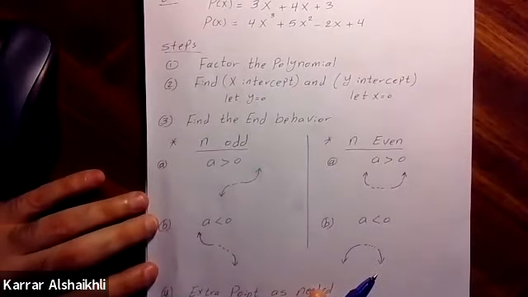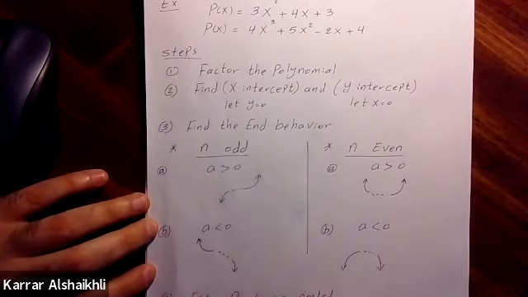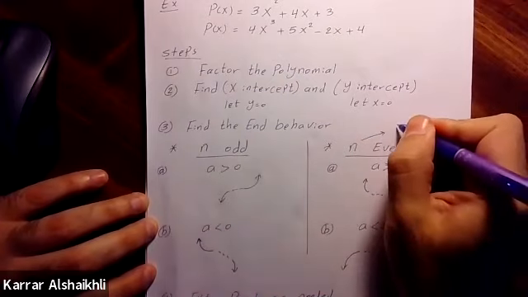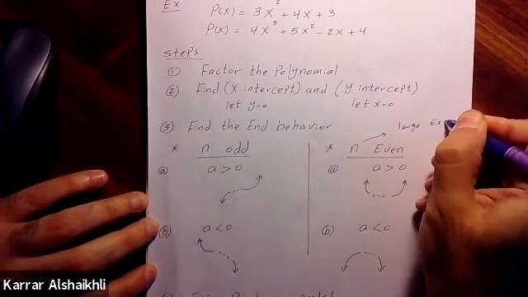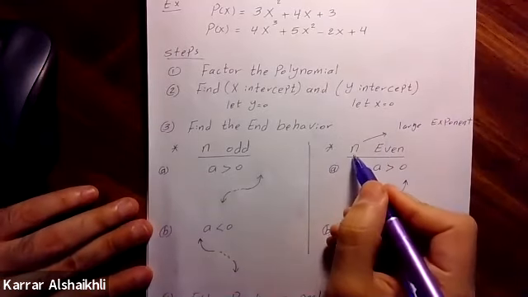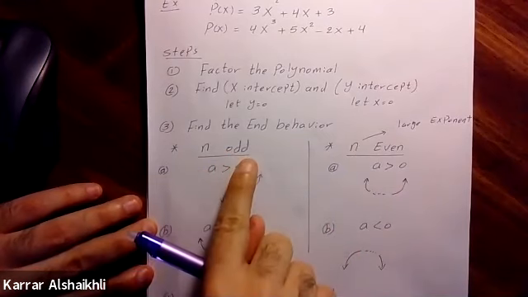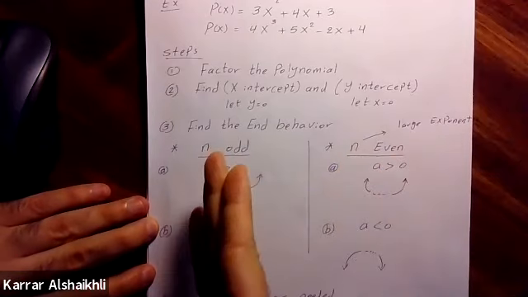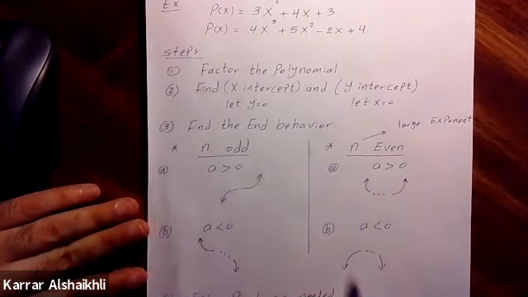With step 3, to find the end behavior, we have 2 options. These 2 options depend on the n. N is the large exponent. Keep this in your mind. What's the n? N is the large exponent. So we have 2 options: if n is odd or n is even. Let's check if n is odd. If n is odd, we have 2 options.